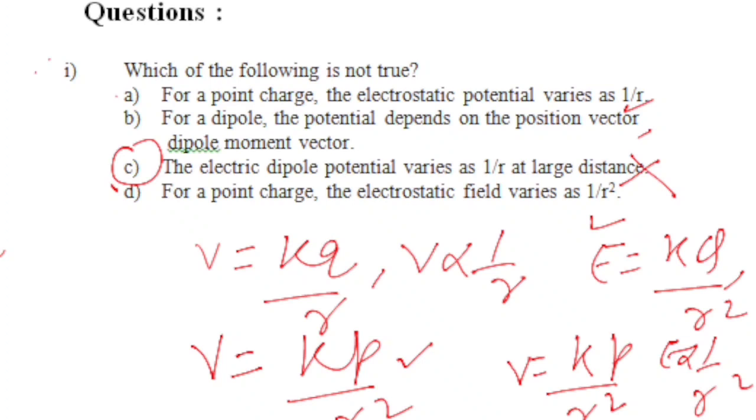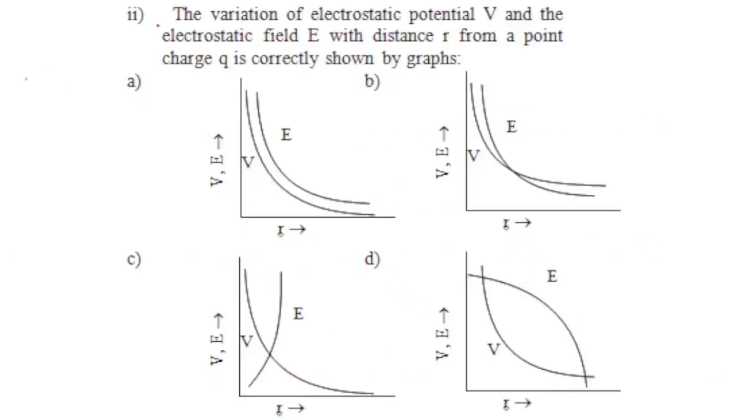Okay, next come to question number 2. In question number 2, it is given that the variation of electrostatic potential V and electrostatic field E with distance r from a point charge Q is correctly shown by the graph. In one graph, two things are given. This graph is for electrostatic potential V and also for electric field E. How these two vary with distance r from the charge. So which option is correct?